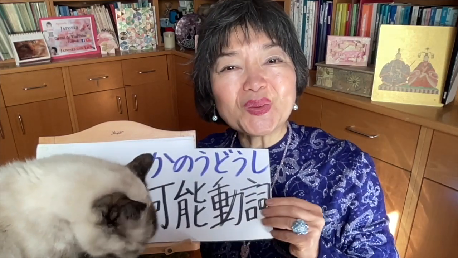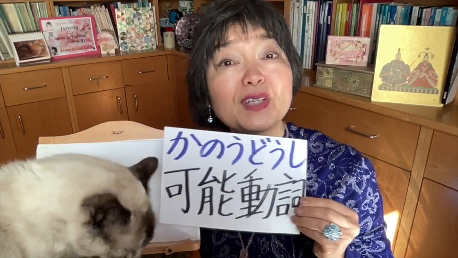We learned how to form potential verbs today. 可能動詞. And this is the first part. In the second part, I'm gonna show you how to make sentences using 可能動詞.